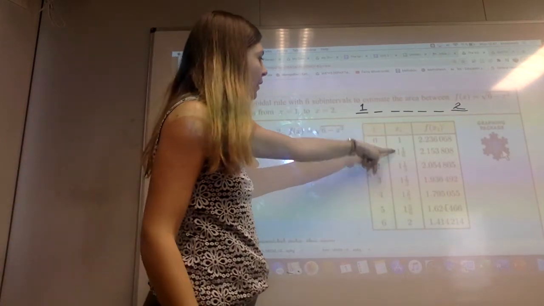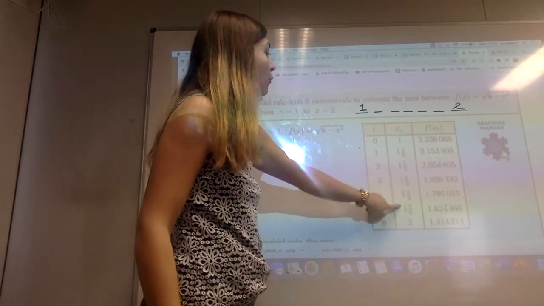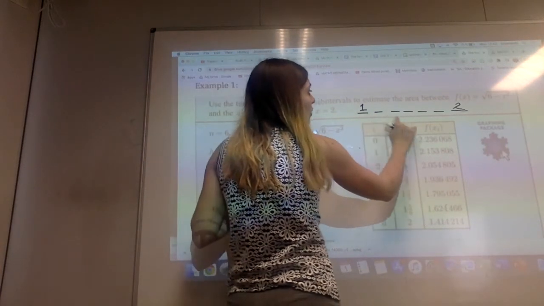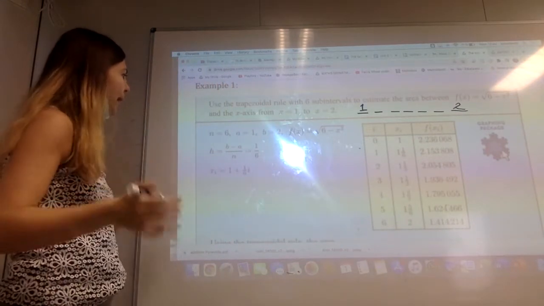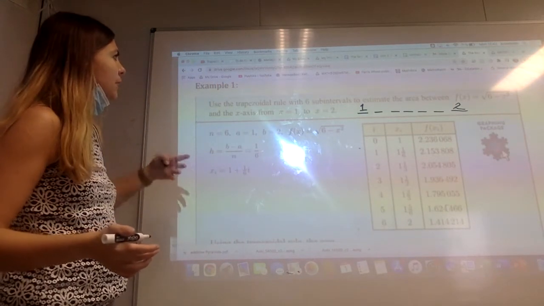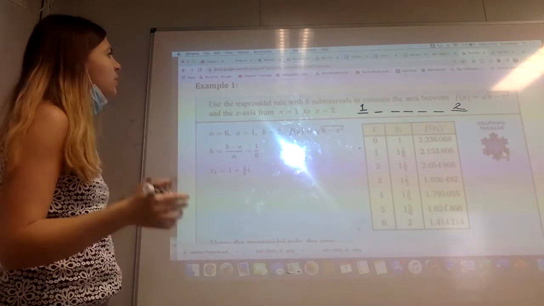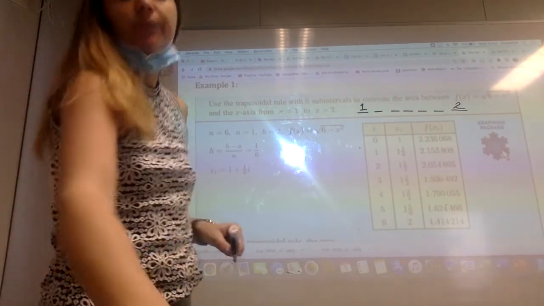You can see this in the answer. 1, 2, 3, 4, 5, 6. So the first thing you have to be able to do is to work out what this sub-interval jump is going to be.